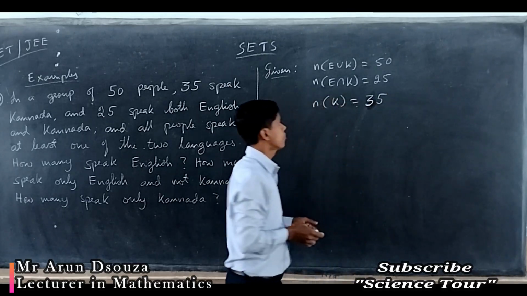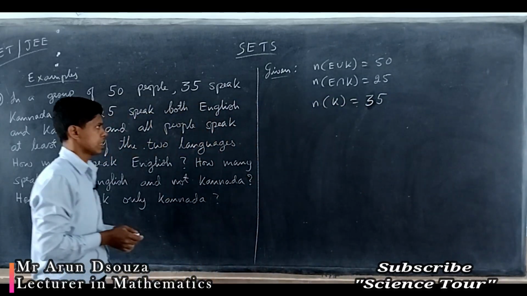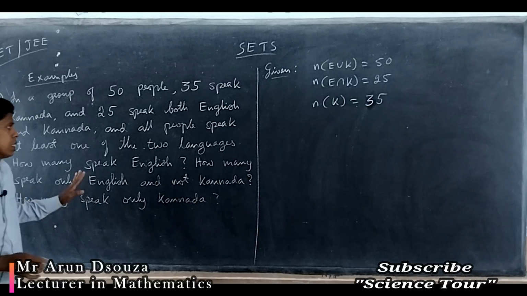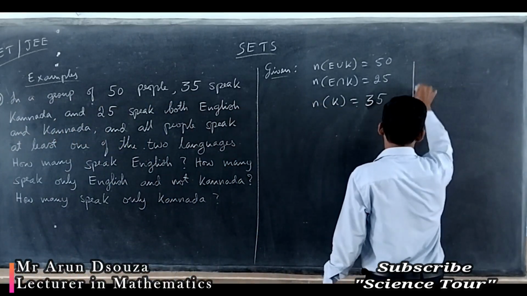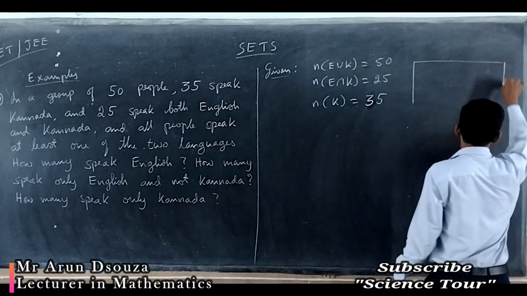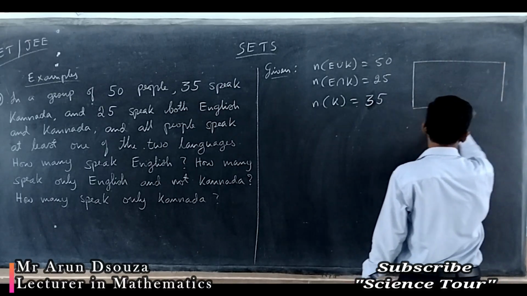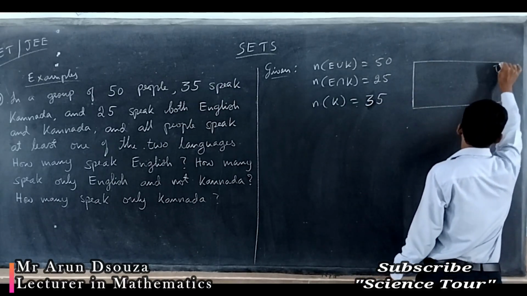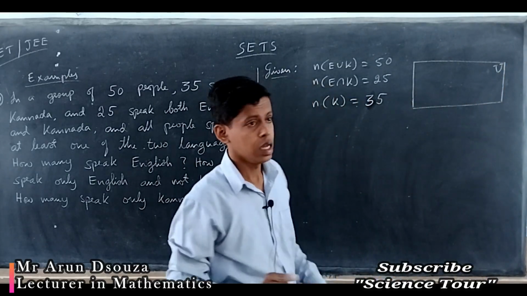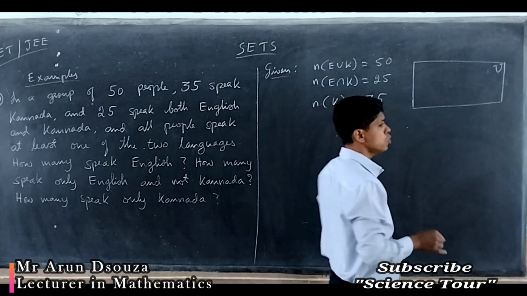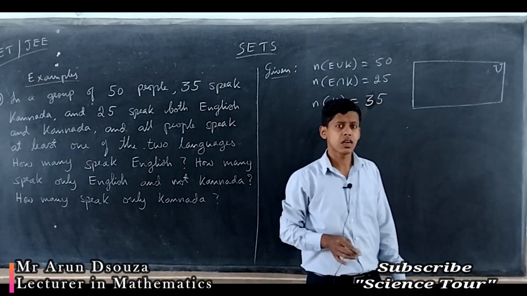Well, so now 35 speak Kannada. That's the data that is given to us. Now let us draw the Venn diagram here. You have a universal set represented by this rectangle. That is the universal set rectangle. Now you have two different sets. One is for Kannada, one is for English.